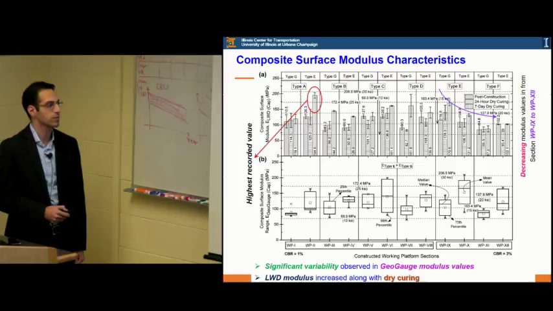Just to summarize the main points, the LWD modulus increased along with the dry curing of the material, and there was much higher variability observed for the geogauge modulus values than for the lightweight deflectometer modulus values.